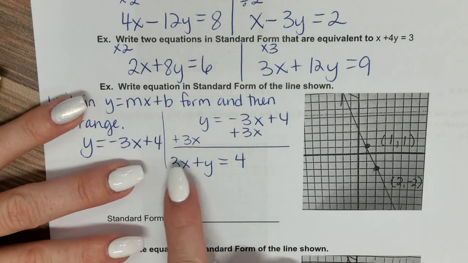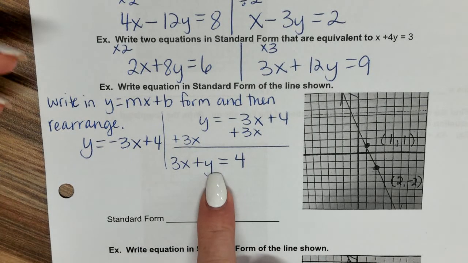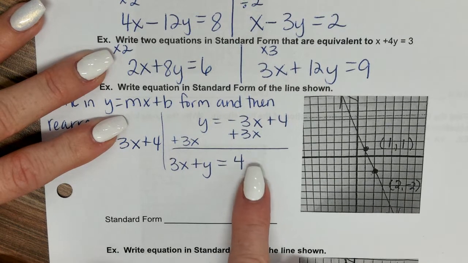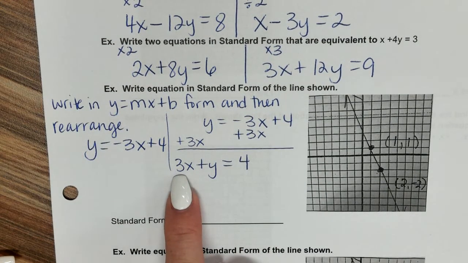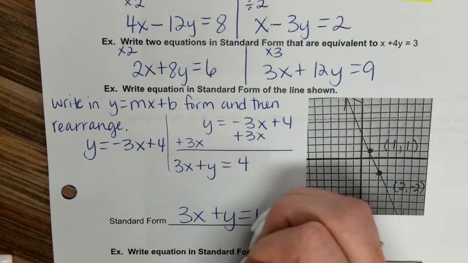I have the coefficient with x. I have a coefficient with y. What's the coefficient of y? 1. And I have my constant over here, yes? That's my answer. Is my coefficient of x a negative? Is it a fraction? Is it a decimal? So I'm done. 3x plus y equals 4.